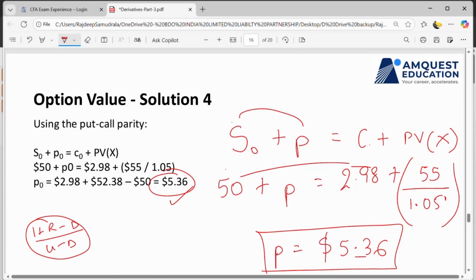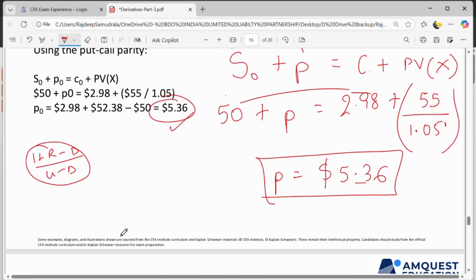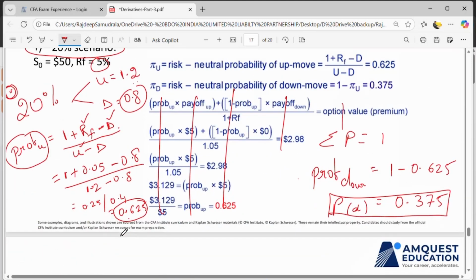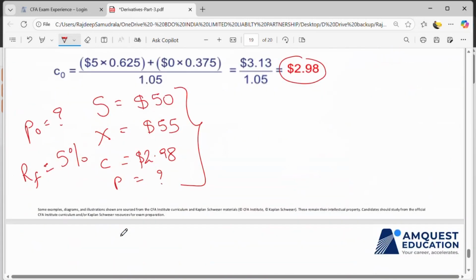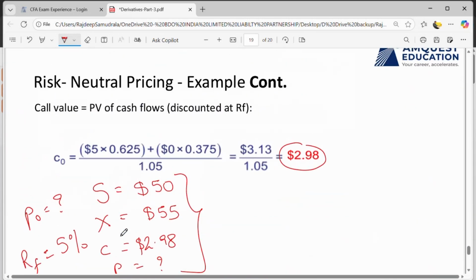So when you get a sum in the exam, and trust me, this is 90%, I'm sure of it, when they give you a binomial one period sum, they are going to expect you to find the probability using the risk neutral probability. Which is why I want to make you do one last sum using this concept of risk neutral, right? Now you got the answer as 2.98.